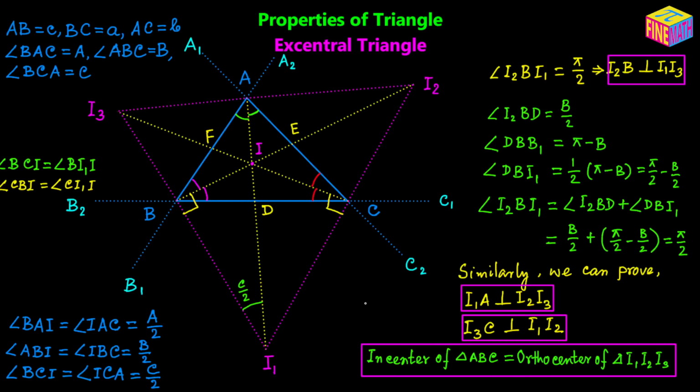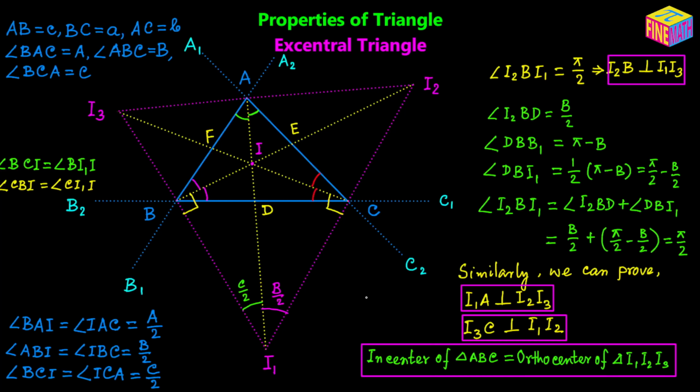Now what is the size of the angle CBI? Well, that is actually half of B. That means this other angle right here will also be half of B. Now let's look at the quadrilateral CIAI sub 2.